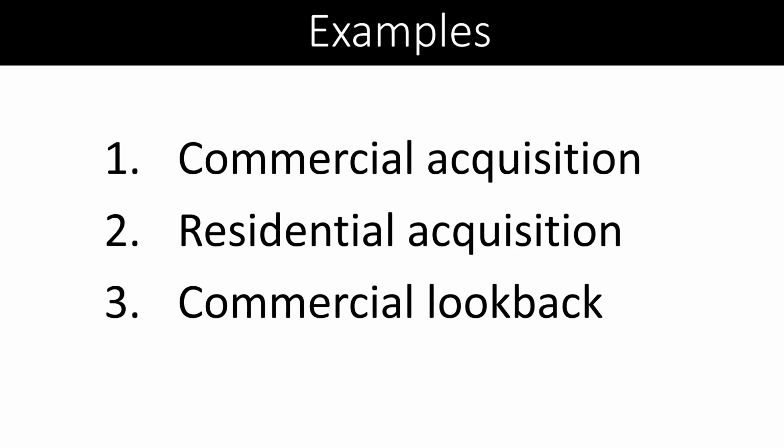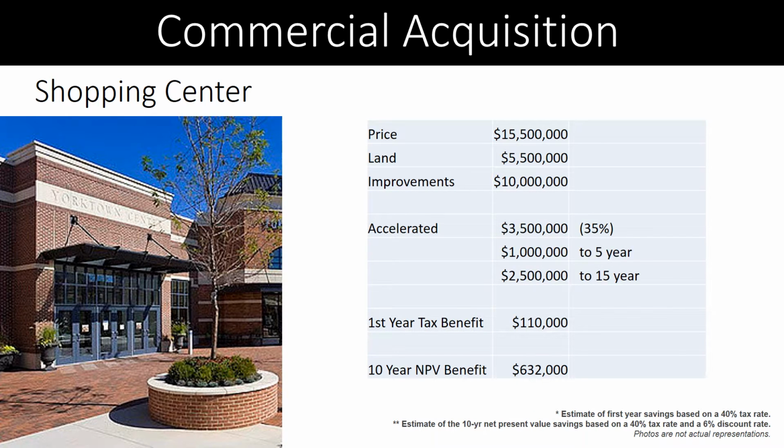Now I'd like to show you 3 examples of cost segregation to illustrate the level of tax benefits that are possible. First, let's look at a commercial building. In this case, a shopping center was acquired for $15.5 million. $5.5 million of land costs left $10 million in depreciable improvements. A cost segregation study revealed that 35% of those costs could be reallocated into either 5-year or 15-year property. The resulting tax benefit in the first year was $110,000, and the 10-year net present value of the tax benefits over the first 5 years was approximately $632,000.